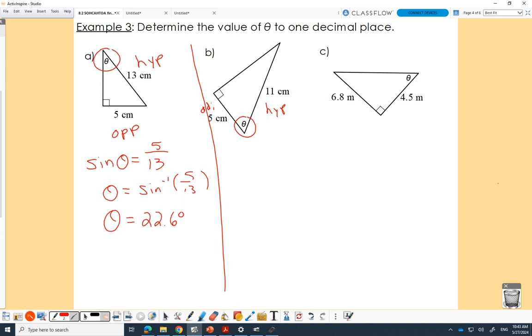Which ratio am I talking about if I'm doing adjacent hypotenuse? Cosine. And memorizing those makes you fast. So I know that the cosine of this angle is adjacent over hypotenuse, 5 over 11. So someone hit cosine of an angle and they got 5 over 11. We want to know what the angle is. What are we going to use?